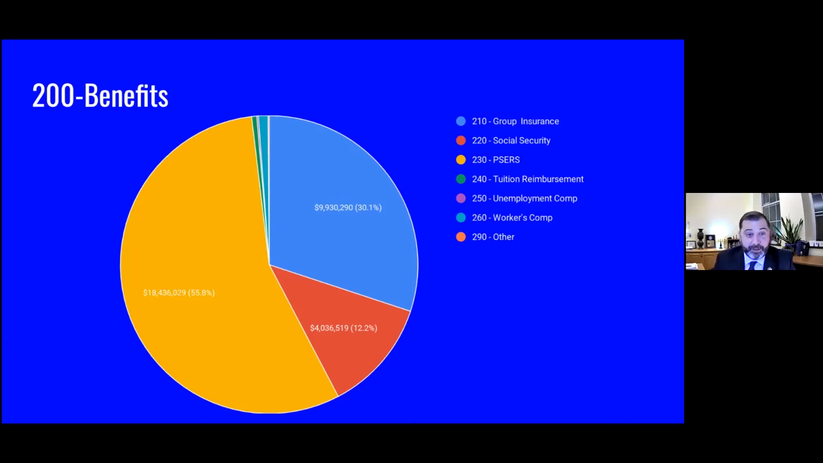Second piece there, the $9.9 million, almost $10 million in health insurance. And then you can see Social Security, again, a payroll tax being the other piece of that. A couple other categories, tuition reimbursements, unemployment comp, workers' comp. Those categories are a sliver compared to those three big ones.